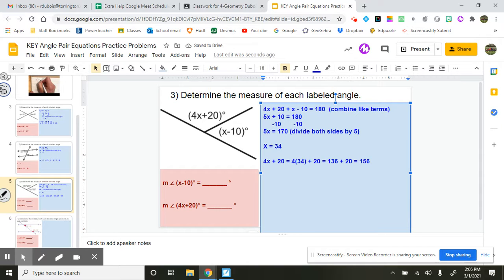We could tell visually it was obtuse, it was more than 90. So now do the same thing for the other angle, x minus 10.